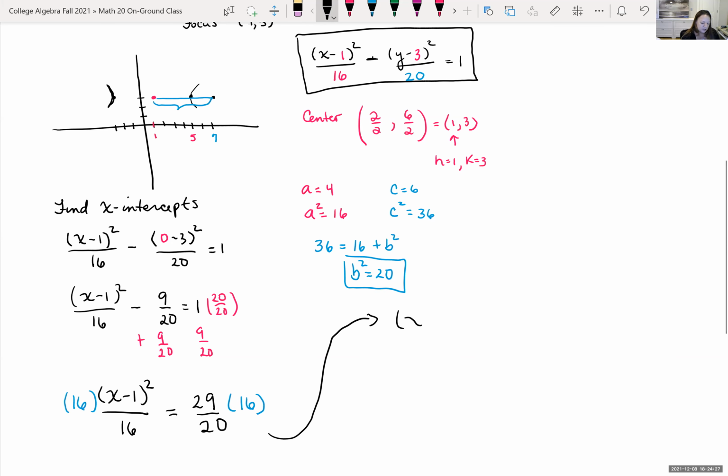So we have x minus 1 quantity squared is equal to, before I do this, let's cancel a little bit. Notice 16 and 20 both have a 4 in common. 4 goes into 16 4 times. 4 goes into 20 5 times. So I'm going to leave this as 4 times 29 over 5, because I know I'm going to have to take the square root of both sides.